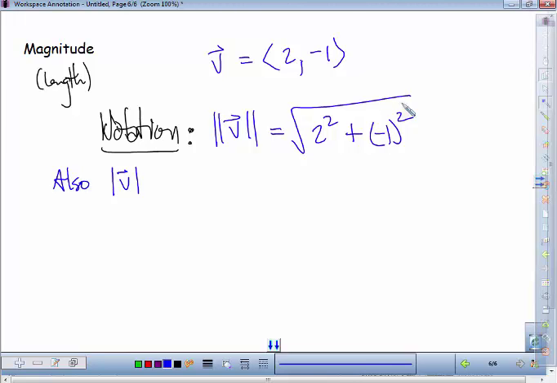And this is going to be some positive value. So it's basically the distance from the head to the tail. And if the tail is in standard position, it's basically the distance from the point to 0, 0, or to the origin. Okay? Let's go back to the absolute value. What is the absolute value? How is absolute value defined?